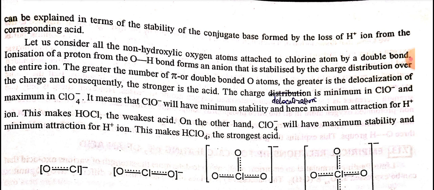Let us consider all the non-hydroxylic oxygen atoms attached to the chlorine by a double bond. Ionization of a proton from OH forms an ion that is stabilized by charge distribution over the entire ion. The greater the number of pi or double-bonded oxygen atoms, the greater is the delocalization of charge, and consequently the stronger is the acid. Charge delocalization is minimum in ClO⁻ and maximum in ClO4⁻. It means that ClO⁻ will have minimum stability and maximum attraction for H⁺ ion.